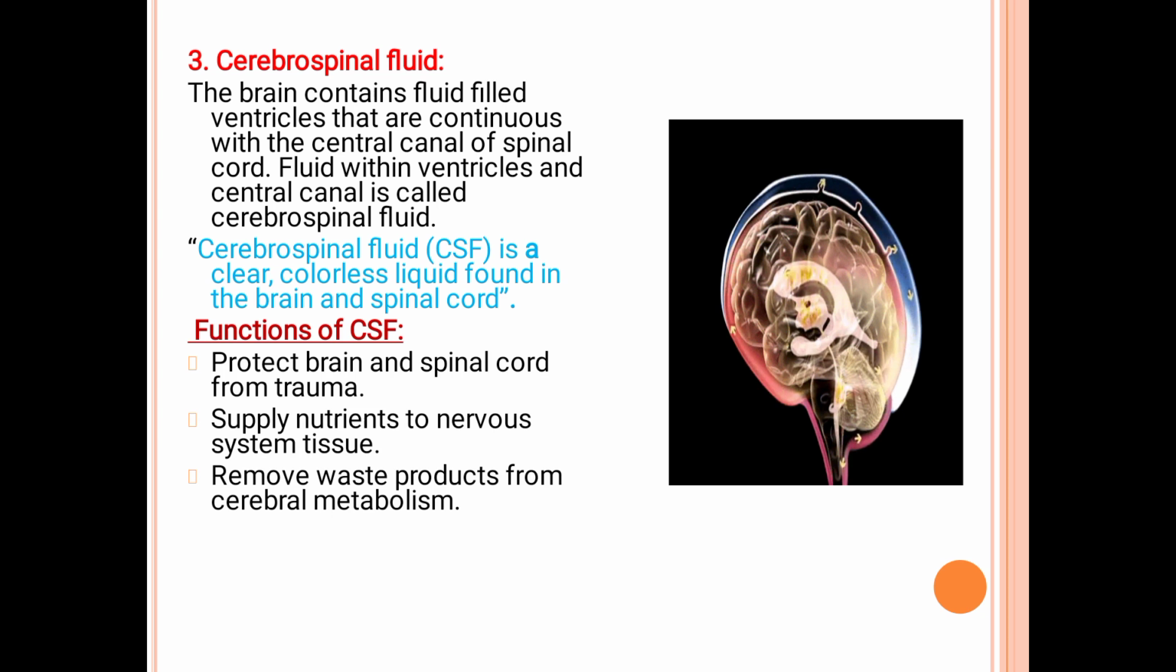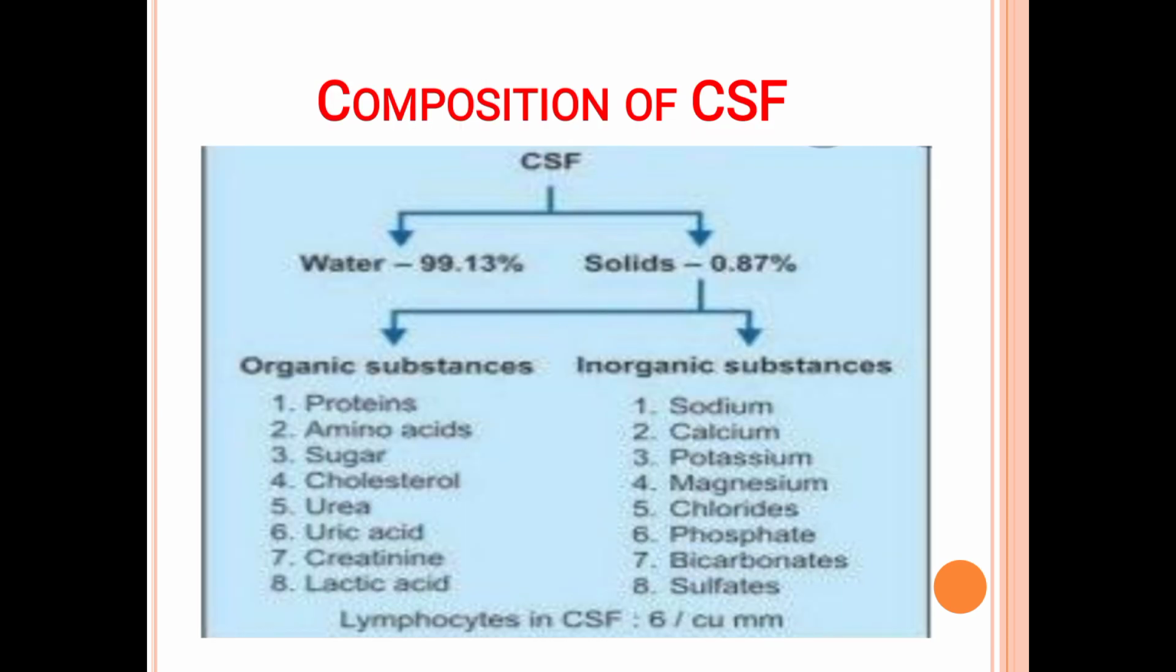What is the function of CSF? It protects brain and spinal cord from trauma. It supplies nutrients to nervous system tissues, and it removes waste products from cerebral metabolism. If we talk about the composition of CSF, it's mainly composed of water, and solids are also present in very slight amounts.